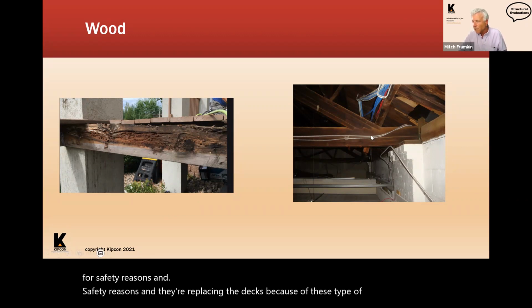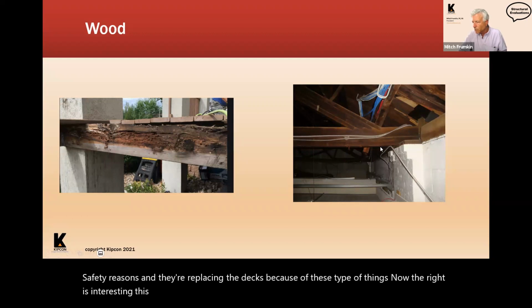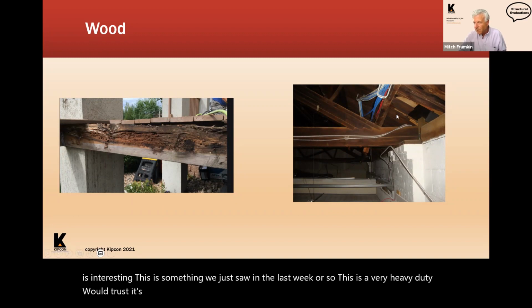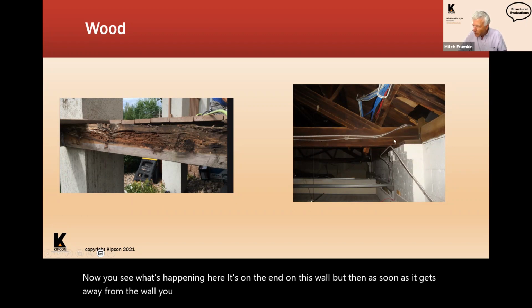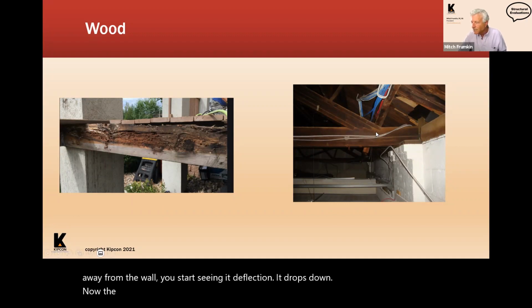Now, the right is interesting. This is something we just saw in the last week or so. This is a very heavy-duty wood truss, it's called, holding up a roof. Now, you see what's happening here? It sits on the end on this wall, but then as soon as it gets away from the wall, you start seeing a deflection. It drops down. Now, the wood looks like it's in decent shape, so why is this happening?